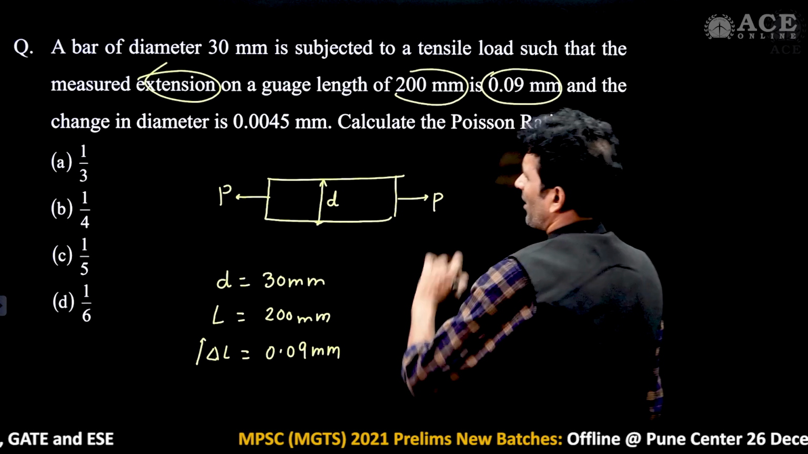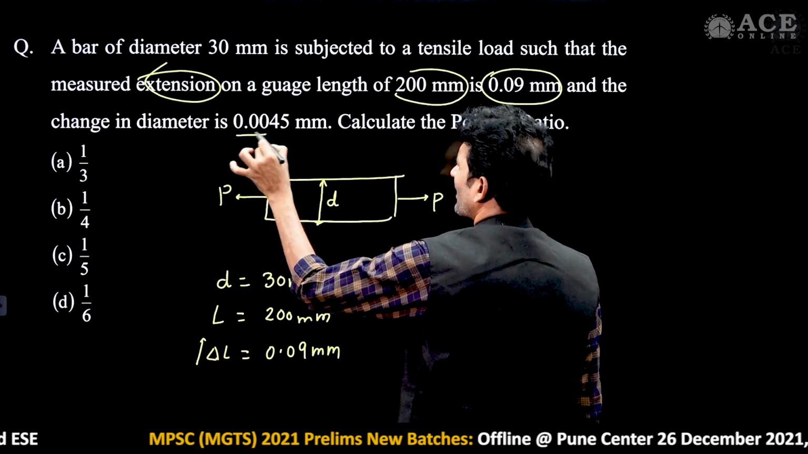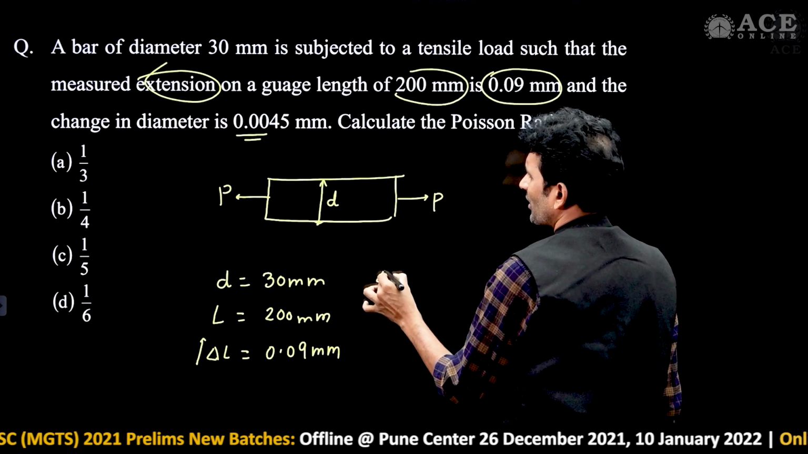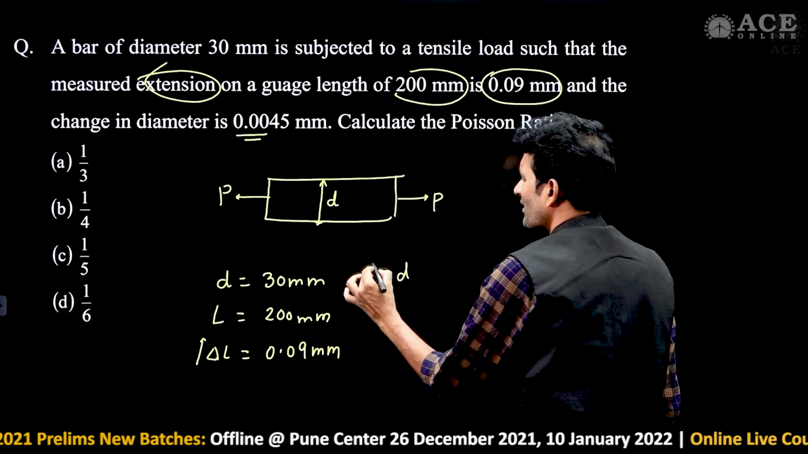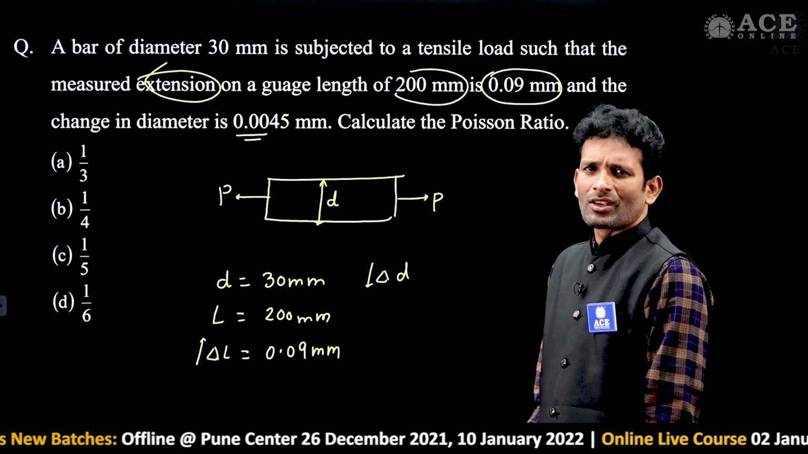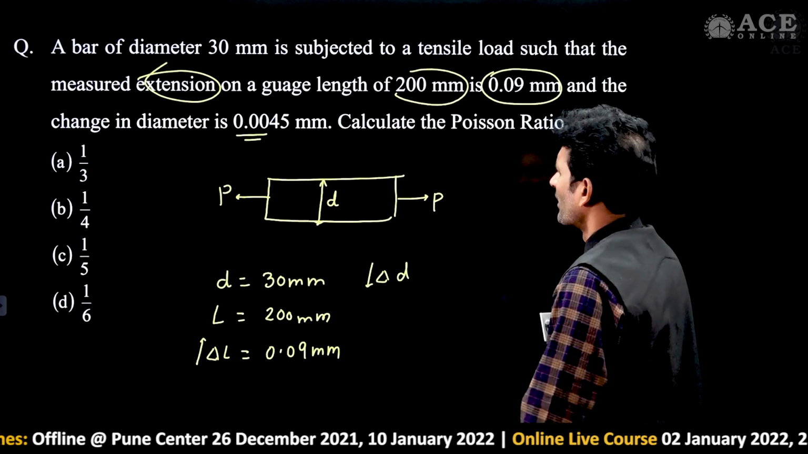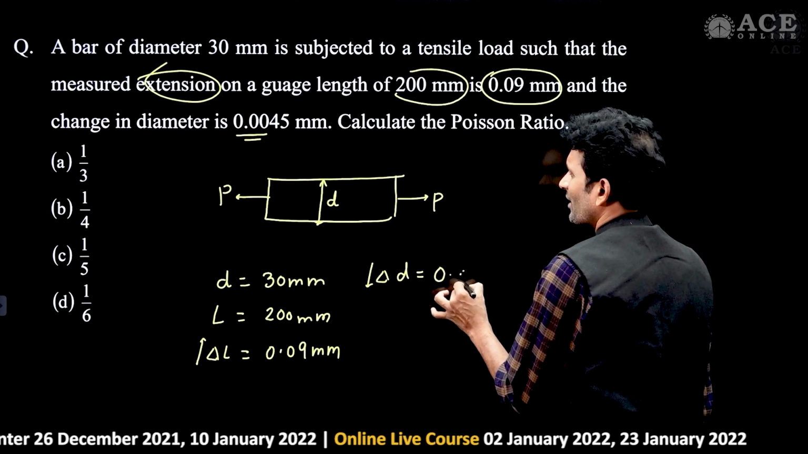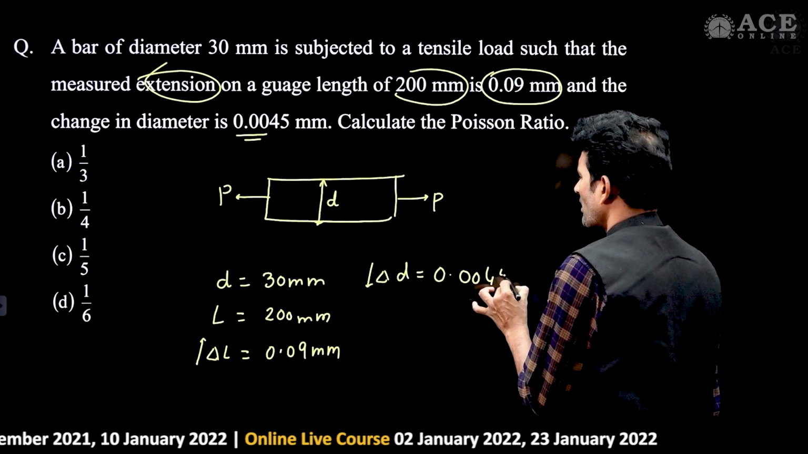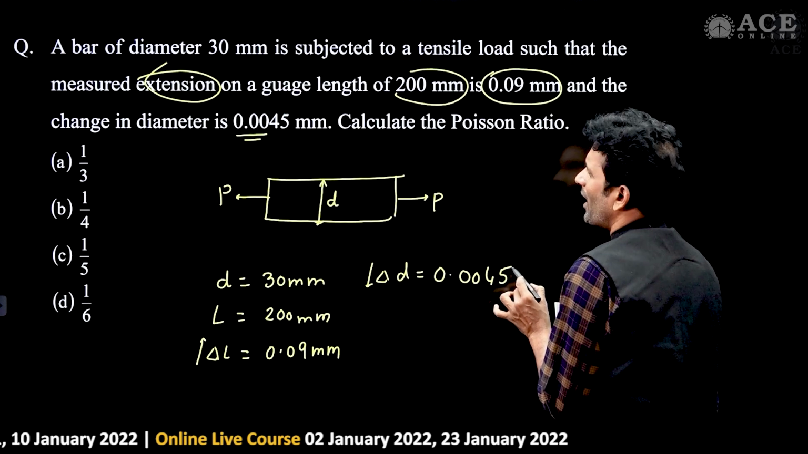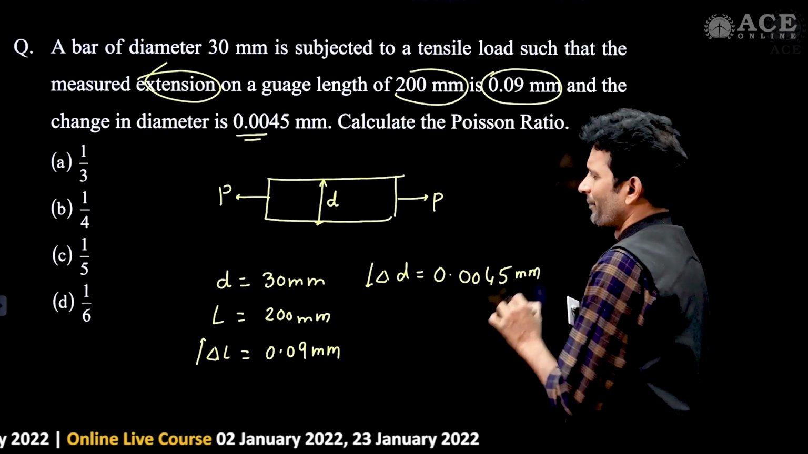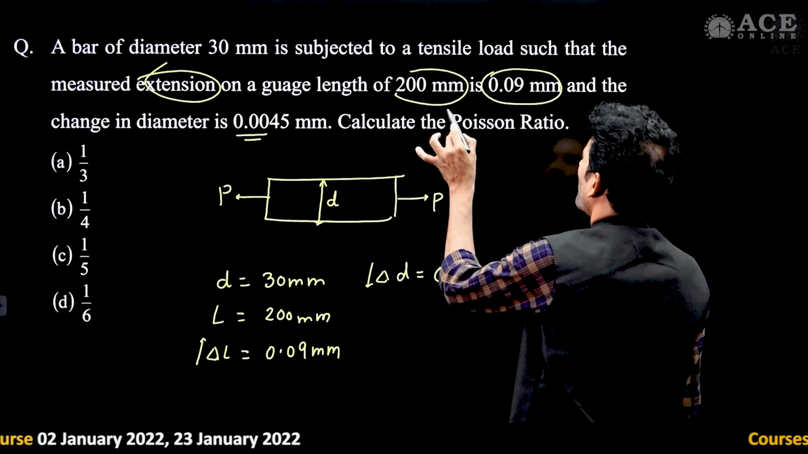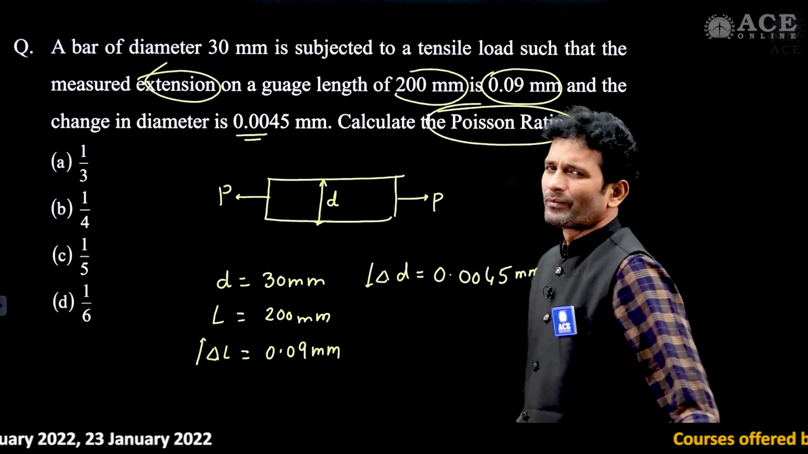And simultaneously we are observing the lateral changes. The lateral dimension is nothing but D, the change in diameter. As length increases, the diameter is going to decrease, as we know from the geometry. What is the change we are observing in the diameter? The change we are observing in the diameter is 0.0045 millimeters. What do we require for this problem? We require Poisson's ratio.